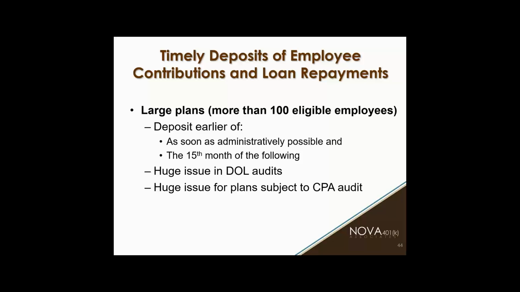And the large plans say, get the money in as soon as administratively possible, but not later than the 15th day of the month following the pay date. You can forget the second bullet. That's meaningless to the Department of Labor. They want it in as soon as administratively feasible, which is a gray area standard.